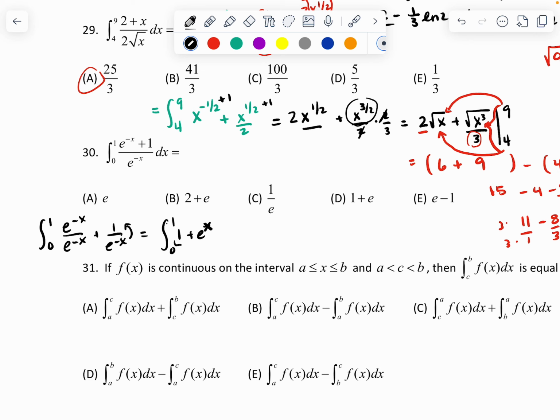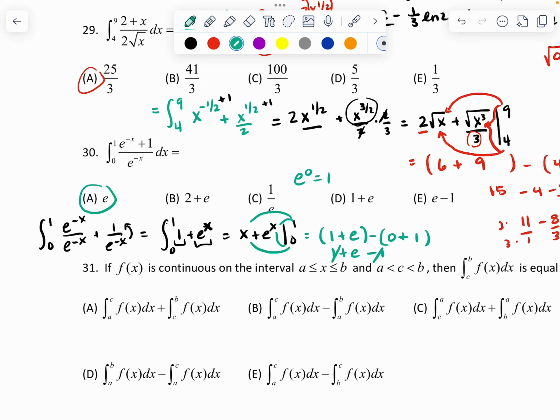Okay, so the integral of 1 is x. The integral of e to the x is e to the x. And I'm evaluating from 0 to 1. Again, let's draw our little template. Top minus bottom. If I plug in the 1, I'm going to get 1 plus e to the 1, which is just e. And if I plug in the 0, I'm going to get 0 plus e to the 0. Remember, anything to the 0 equals 1. So this is plus 1. So I have 1 plus e minus 0 plus 1, which is 1. The 1's cancel, so I just get e. All right.